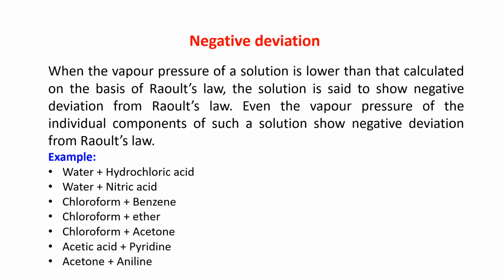Examples of solutions showing negative deviation from Raoult's law: water and hydrochloric acid, water and nitric acid, chloroform and benzene, chloroform and ether, chloroform and acetone, acetic acid and pyridine, acetone and aniline. These are all solutions showing negative deviation from Raoult's law.